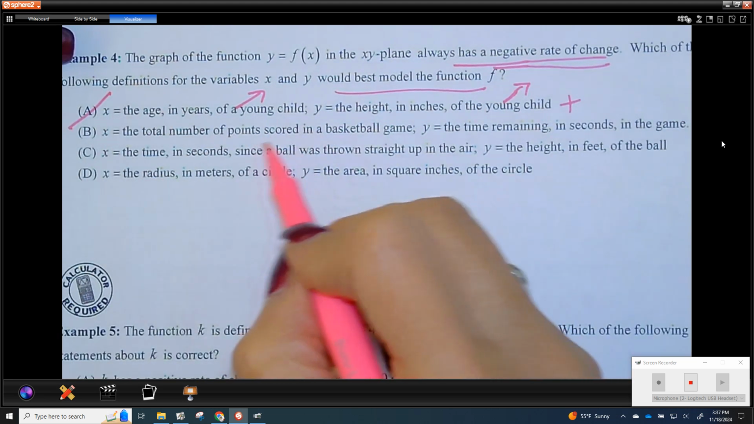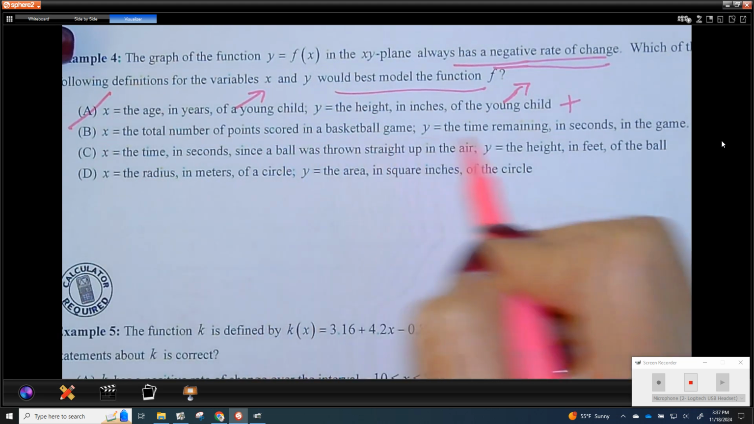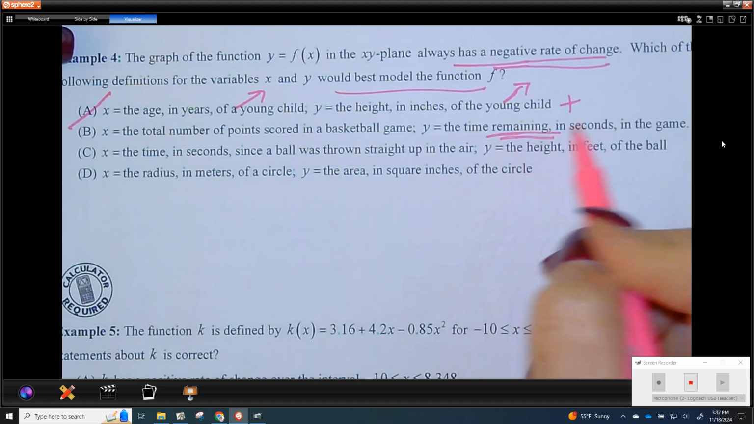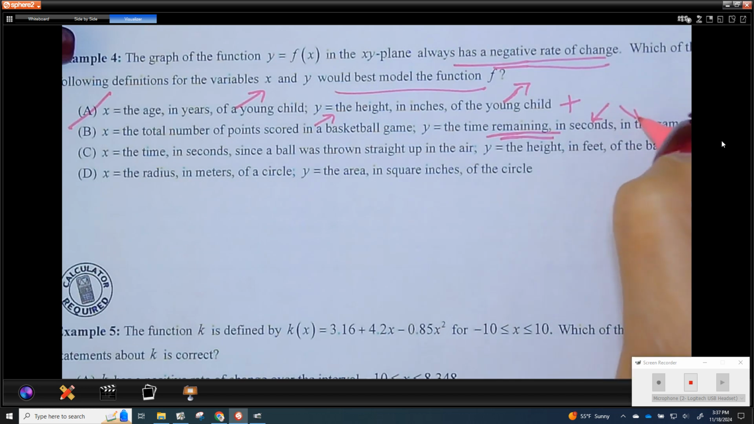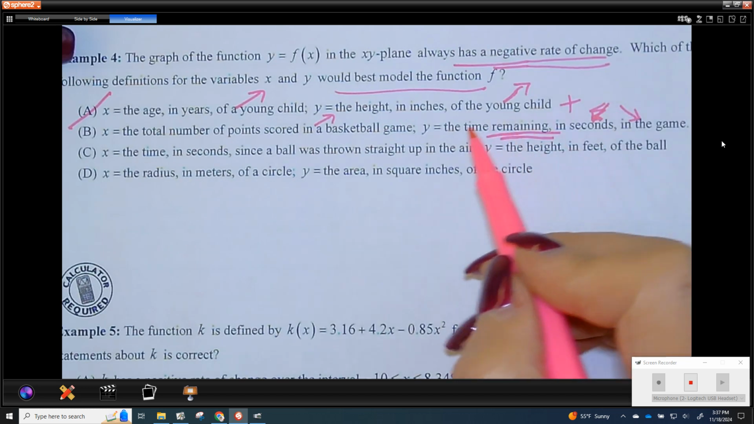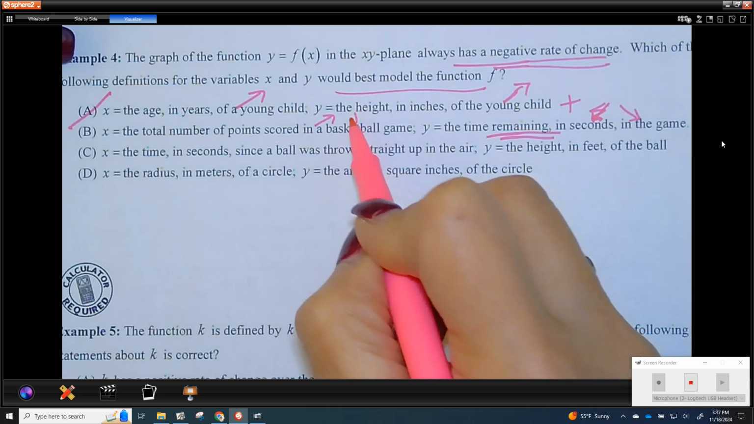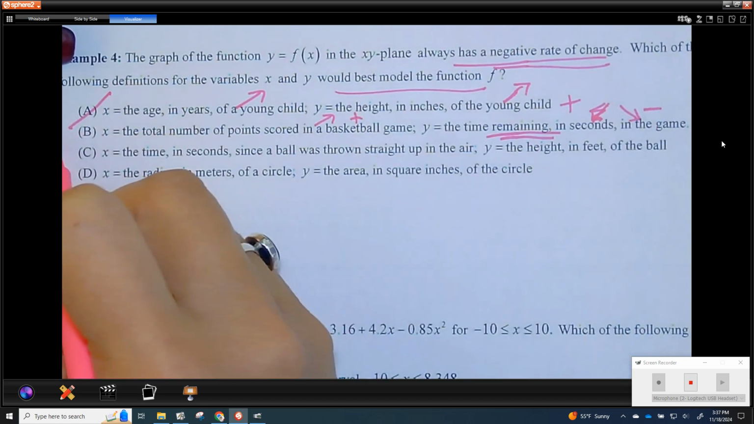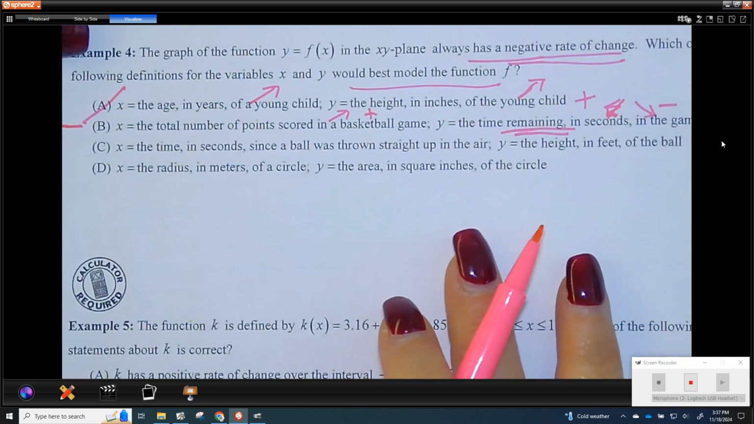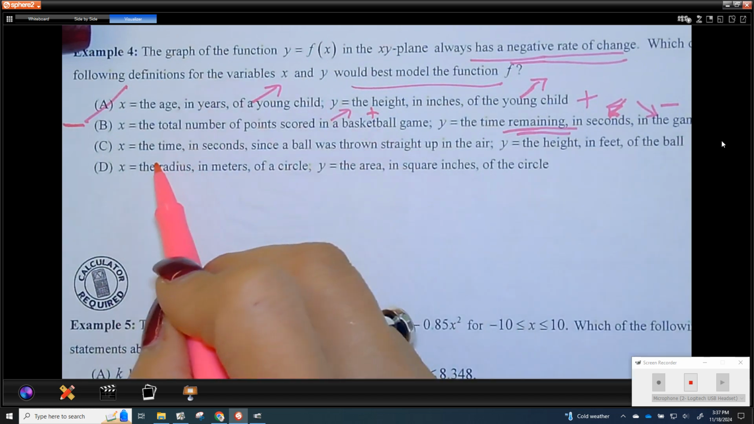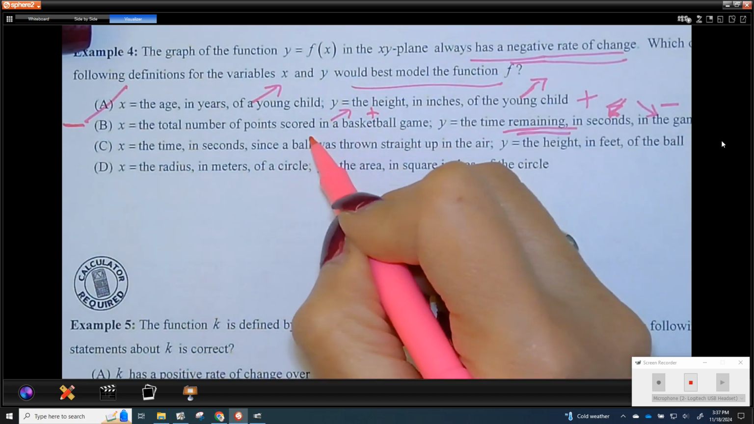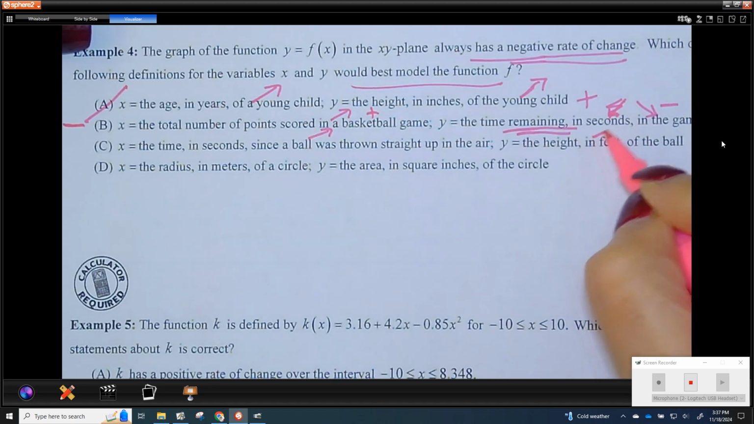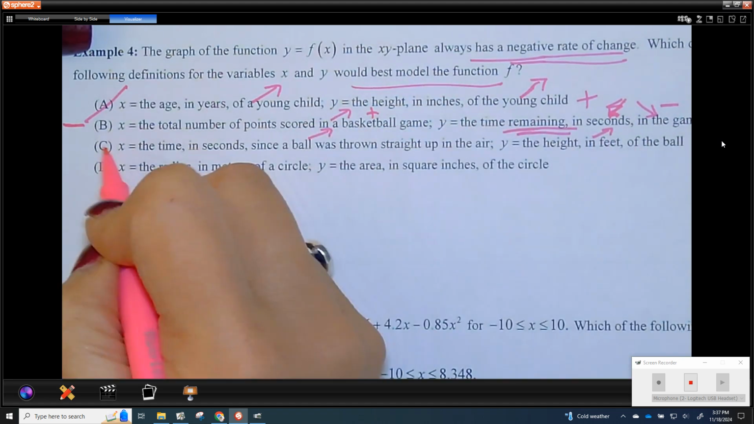Total number of points scored at a basketball game, and the time remaining. So as that one goes up, the remaining goes down. Or I could write it like that. So it'd be a positive over a negative, which would be a negative. But let's check the others to make sure. The time in seconds once a ball is thrown in the air, and the height. So time goes on and the height goes up. So that one's also a positive.